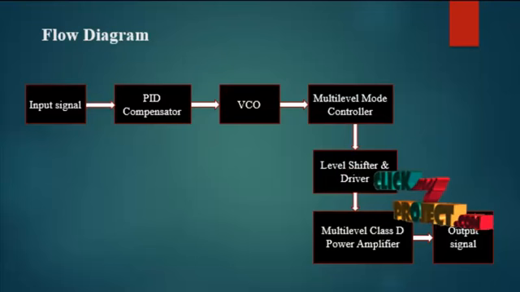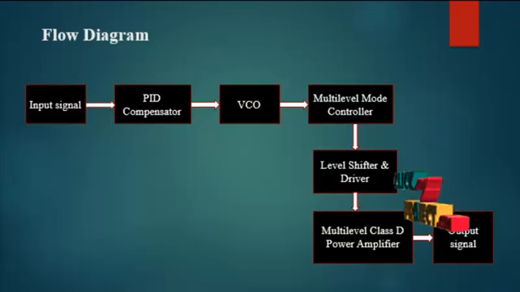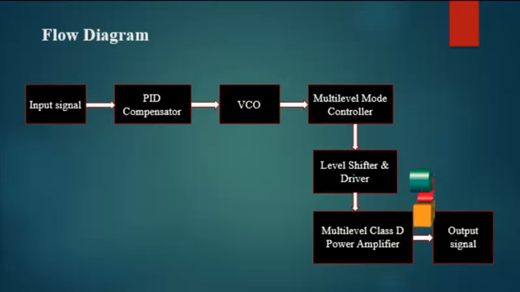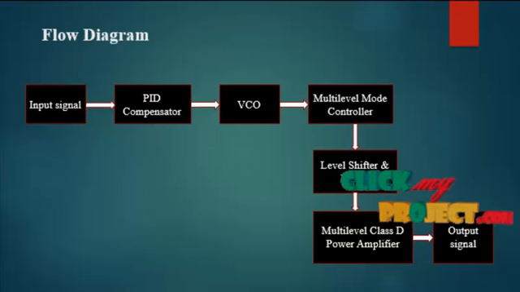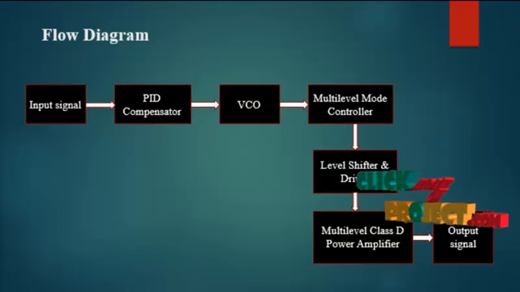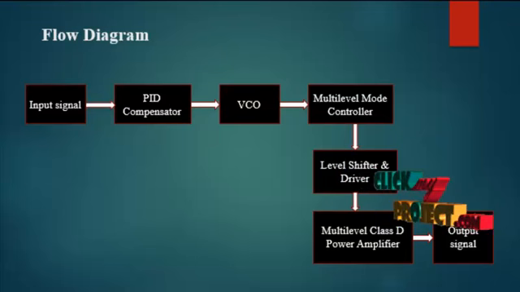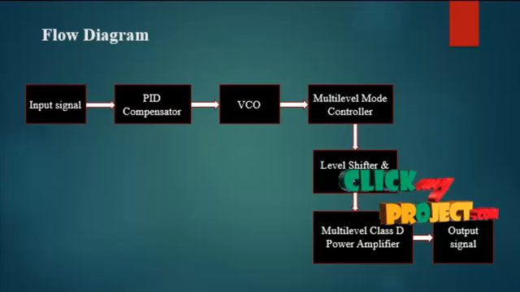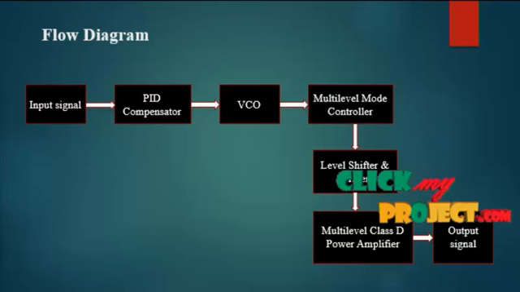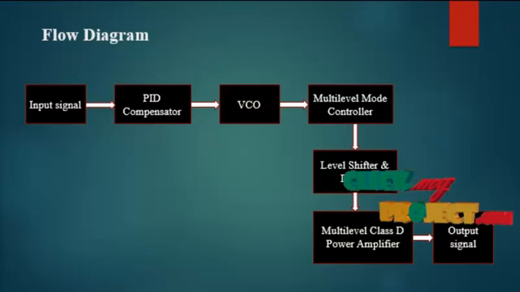The non-overlapping operation contains some components and blocks. They are a voltage controlled oscillator, phase detector and a multi-mode controller. These blocks are all running under the non-overlapping operations. These non-overlapping operation blocks are directly applied into the level shifter and driver. The level shifter shifts the level to the next level for use by the driver option. This shifted level is directly applied into the multi-level Class D power amplifier.